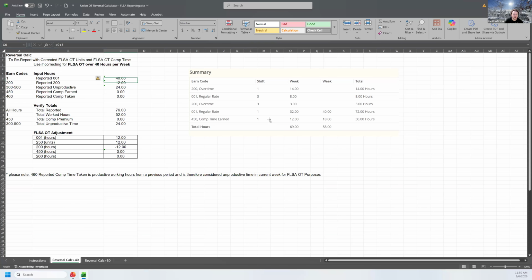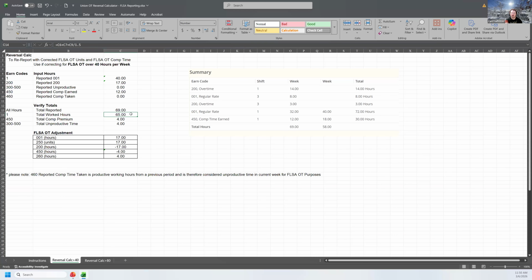Okay, so 001's at 40. Reported 200. So plus 3 plus 14. Oh, 17 hours at 200. Unproductive time, I don't see any. 0. Comp time earned, I see 12. Comp time taken, I see 0. All right, let's verify totals. Total reported 69 hours. Does that match? Yep, 69 hours. Good. Total hours worked 65.